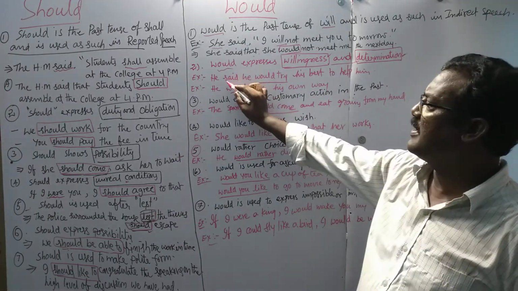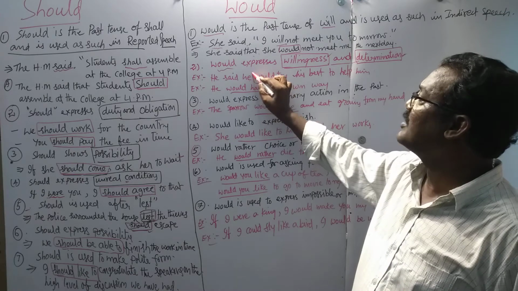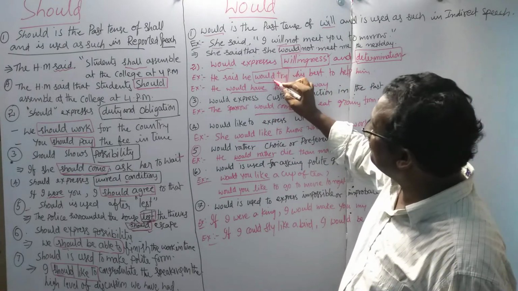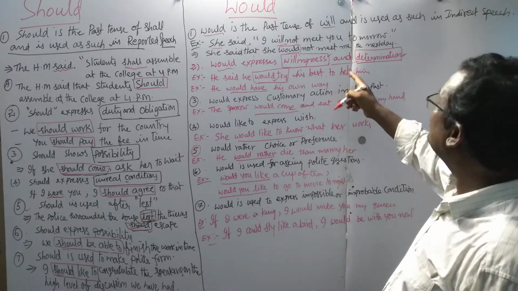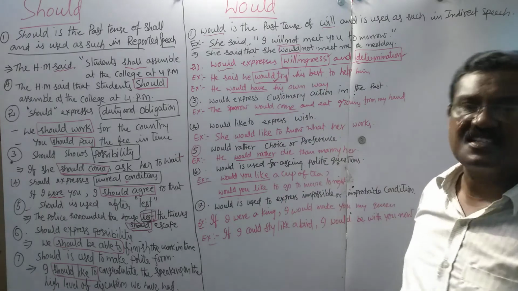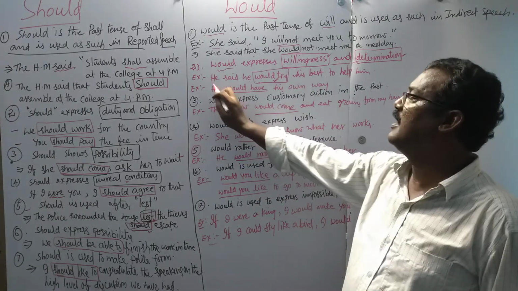Now we see here. He said he would try his best to help him. That means the person is willing to help the other person. So "I would try" expresses willingness of the person.